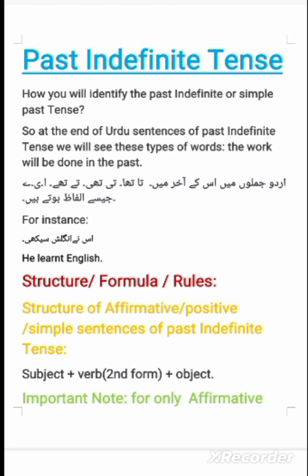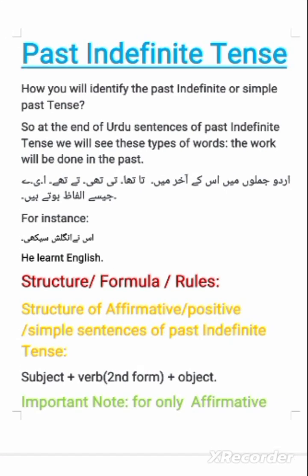So, let's talk about the past indefinite tense. First of all, the identification: how do you identify the past tense? It is clear from the word past. It is the tense where the activity was done in the past. The identification will be at the end of the Urdu sentences. The words will be like this: ta tha, ti thi, te the, and the other words you can see.